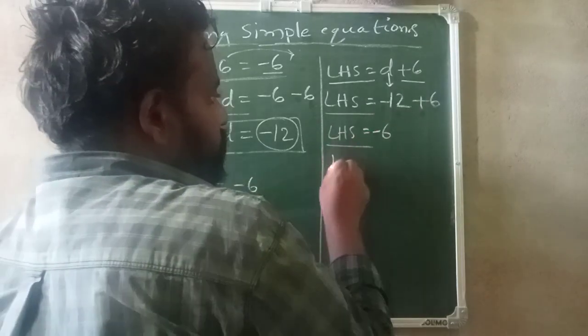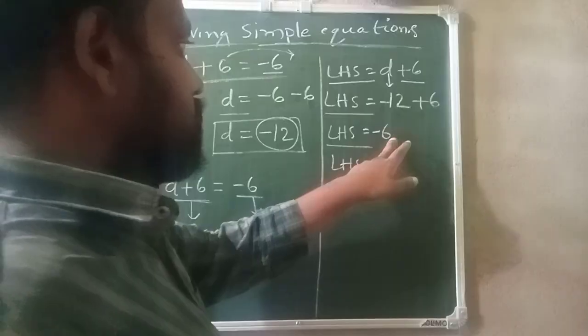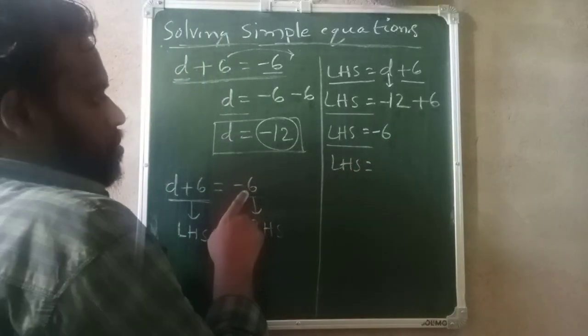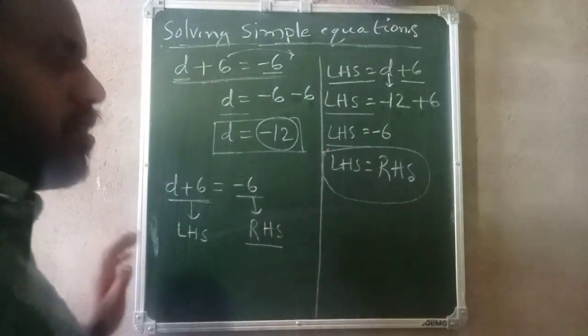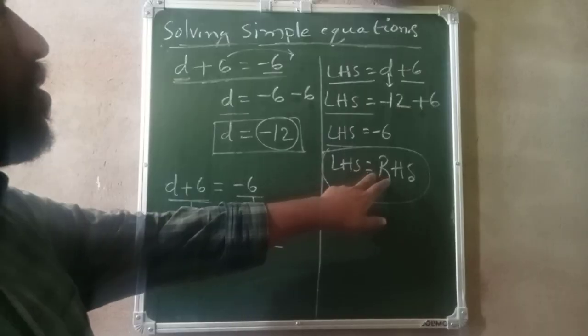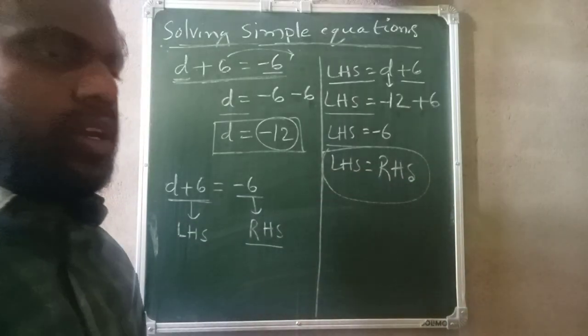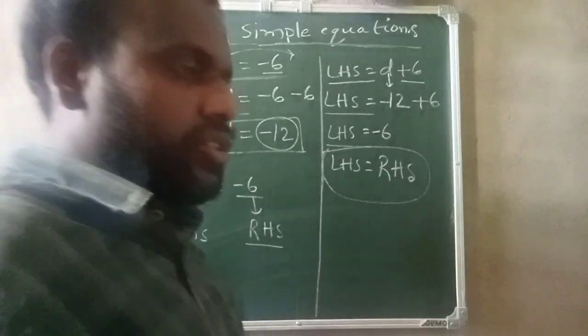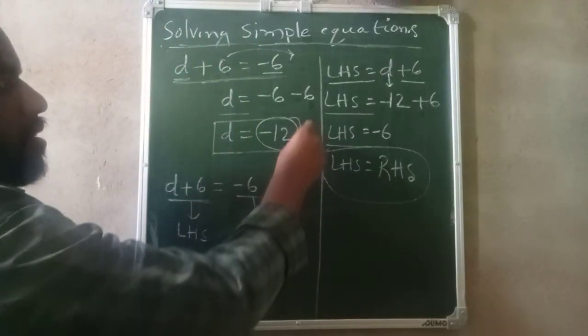In the next step, write this LHS is equal to, as it is, minus 6. I said minus 6 is RHS. So write RHS here. See, we got LHS is equal to RHS. So remember, when we get LHS is equal to RHS, that means this answer is correct.